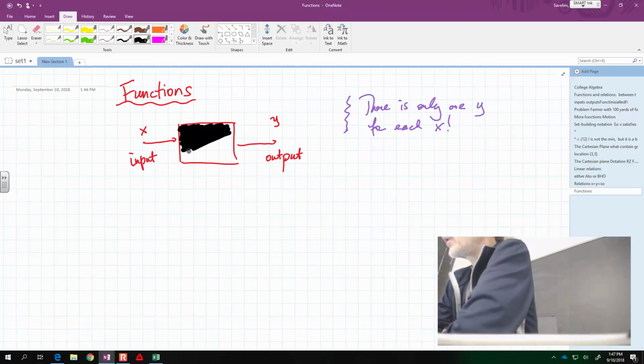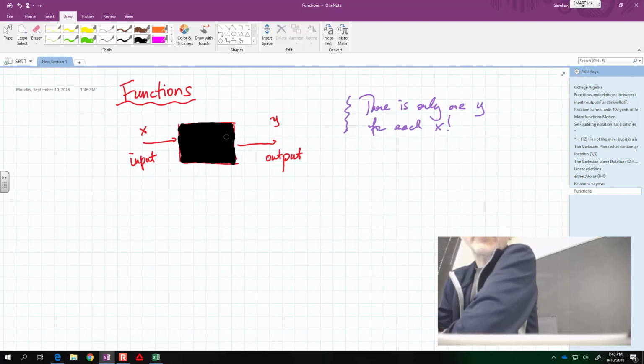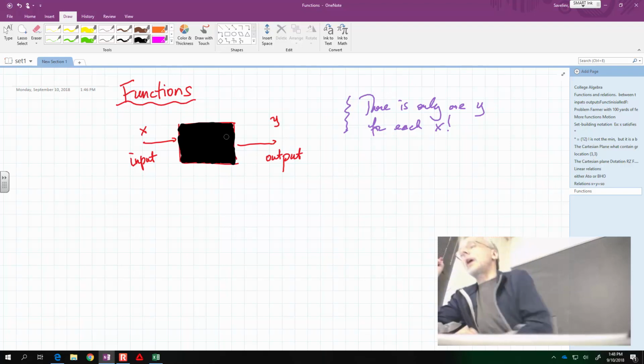So we don't know what's happening inside. And it doesn't matter. Sometimes there's a formula, sometimes there isn't. Sometimes there's a description, sometimes there's a graph. We don't know ahead of time what it looks like.